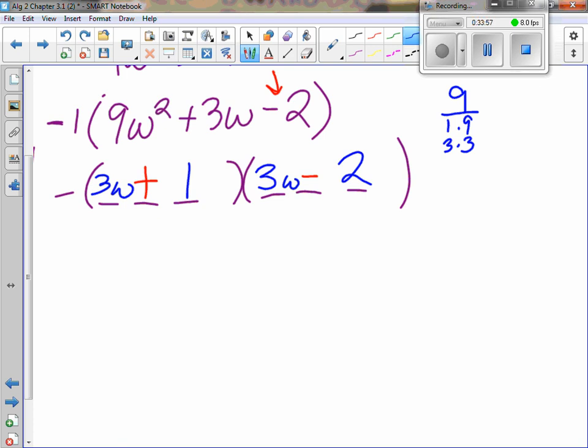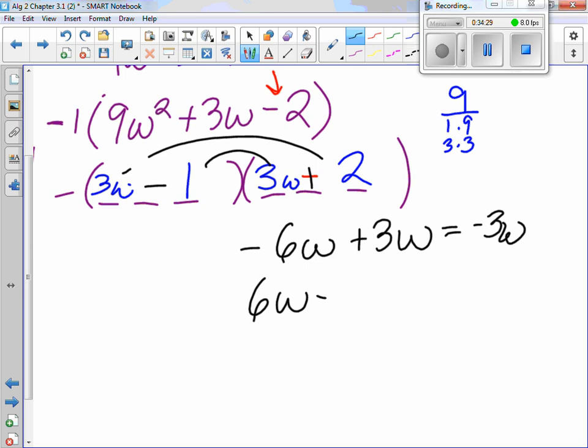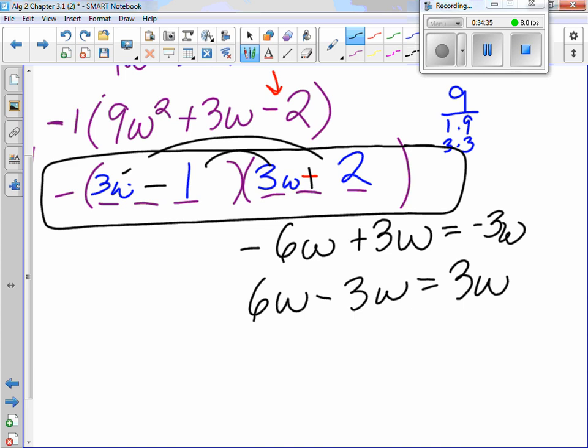So at this point here, we can go on and multiply through and check it. Well, 3W times negative 2 is negative 6W. 1 times 3W is plus 3W. Negative 6 plus 3 is negative 3W. Is that what we wanted? No, we wanted it to be positive, so we changed the signs. Because when we change the signs, we'll have 6W minus 3W, which will give us a positive 3W. And that's it there.